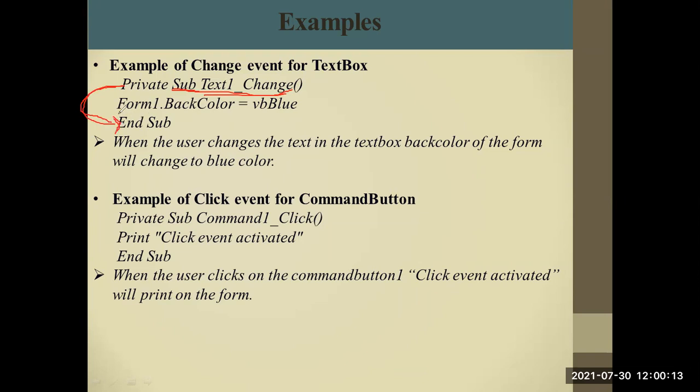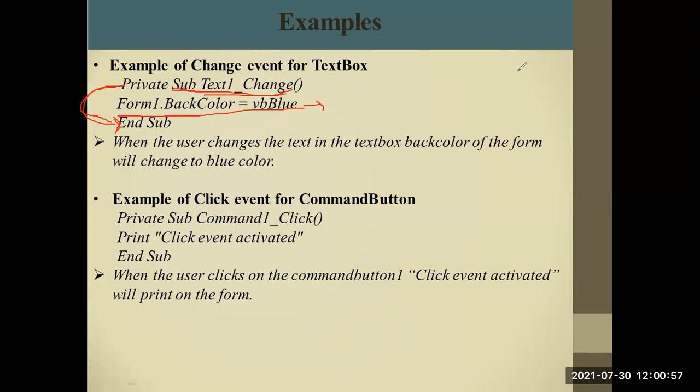Now you can see here what I have done: Form1.BackColor equals blue. So when we change the text, the background changes. When the user changes the text in a text box, the back color of the form will be changed to blue. So whenever the user changes certain text in a text box, the background color of the form will automatically change to the blue color. This is how the event handler is performed.